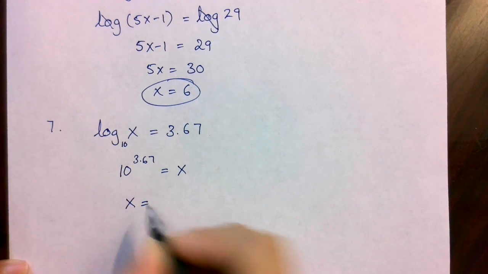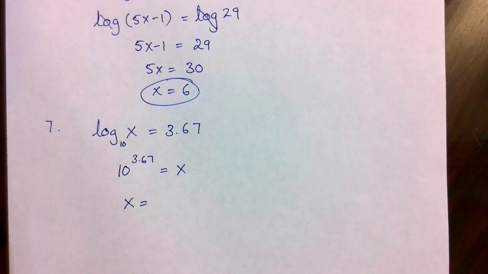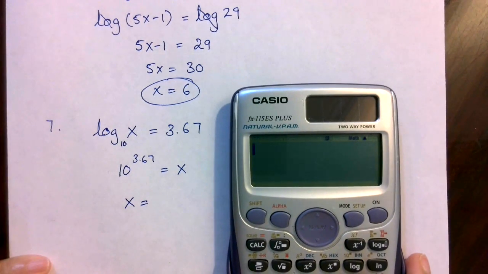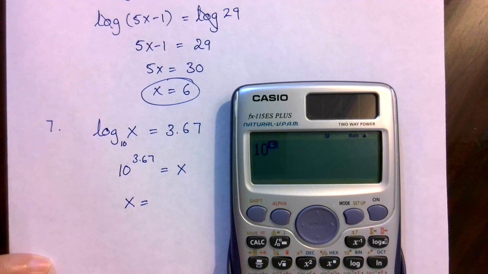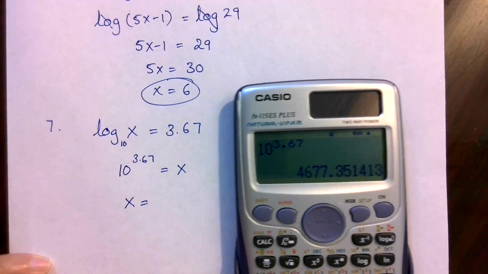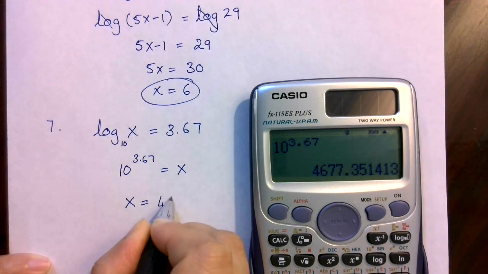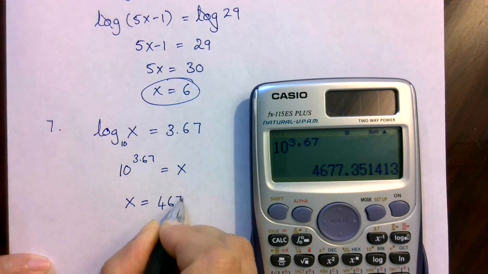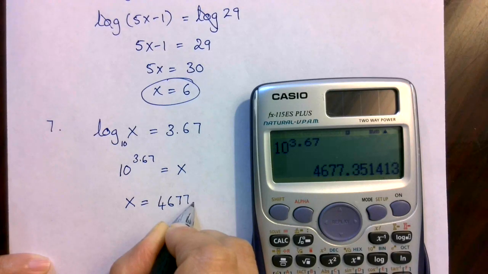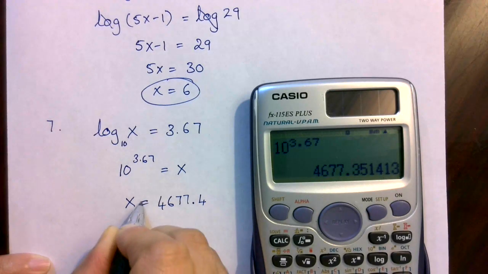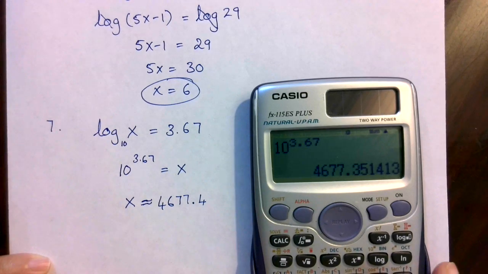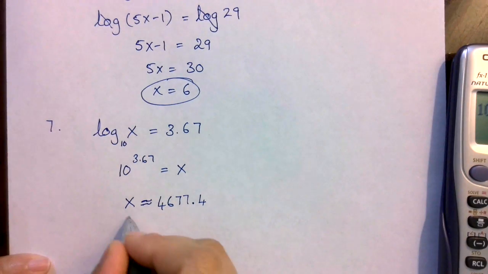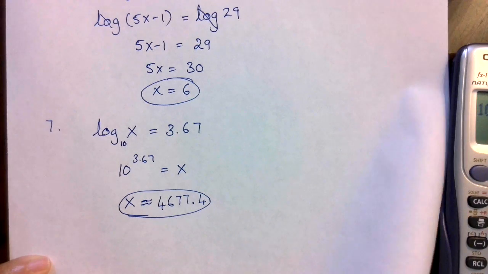We need our calculator for this. Let's put this in the calculator. 10 to the power of 3.67, which is 4,677.4 approximately. Okay, that was fun.